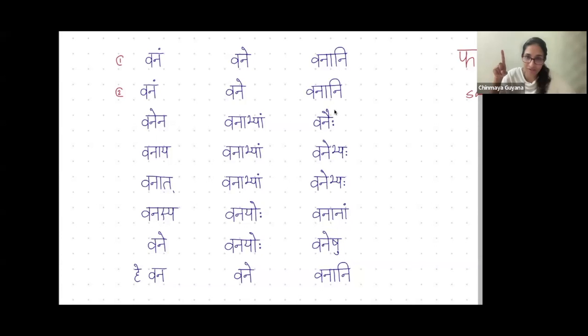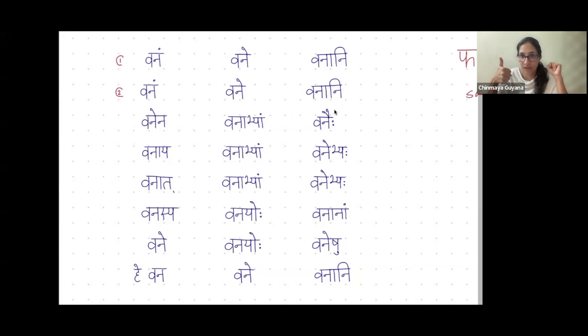Vanam, vane, vanani. Vanena, vanabhyam, vanaihi. Vanaya, vanabhyam, vanebhyah. Vanat, vanabhyam, vanebhyah. Vanasya, vanayoho, vananam. Vane, vanayoho, vaneshu. He vana, he vane, he vanani.